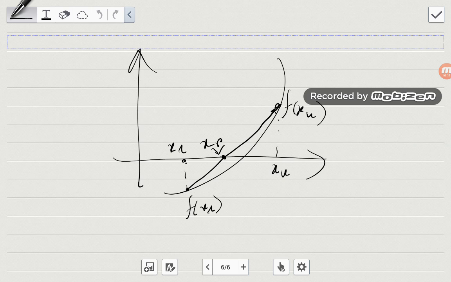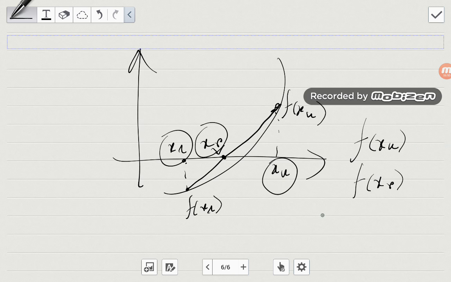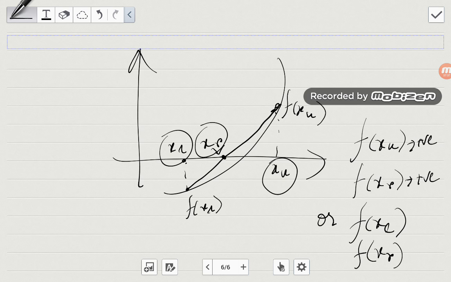What we'll do next is evaluate f of xr, and we are going to replace either xl or xu with xr depending on whether f of xu and f of xr have the same sign, or if f of xl and f of xr have the same sign. That is to say, if f of xr is positive and f of xu is positive, then we shall replace xu with xr. This will become clearer if we go to a problem.